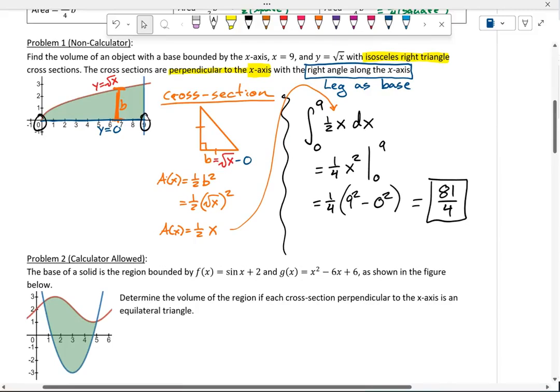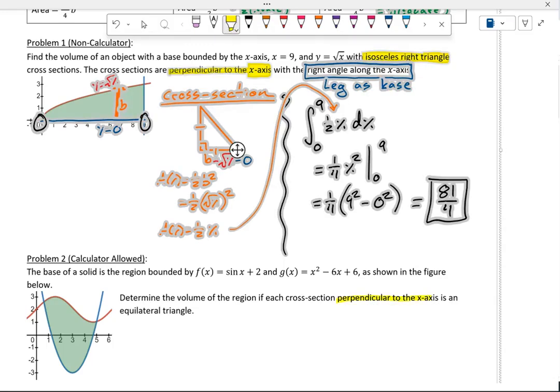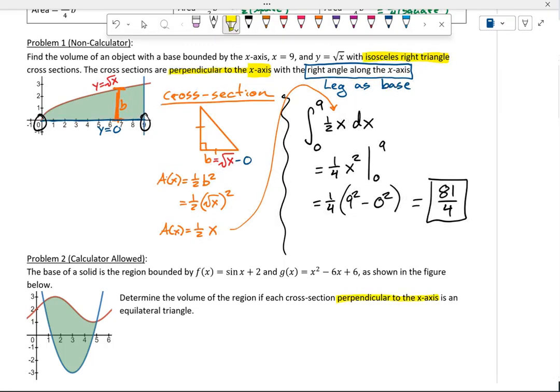That one is calc-aloud. I want you guys to go ahead and try it. Next few minutes, please. We are perpendicular to the x-axis, and our shape is an equilateral triangle for our cross-section. All right, go ahead and try it out, please. In a minute or so, I'll give you the answer, but not the solution yet.